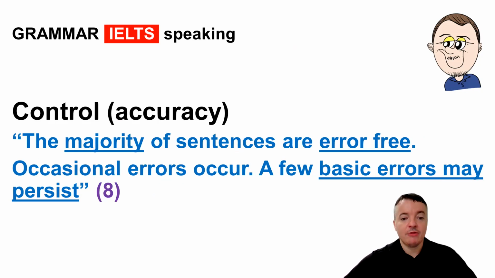Band 8, the majority of sentences are error-free. Occasional errors occur, and a few basic errors may persist. So it's more accurate, but even at band 8, some mistakes can persist, can still happen.